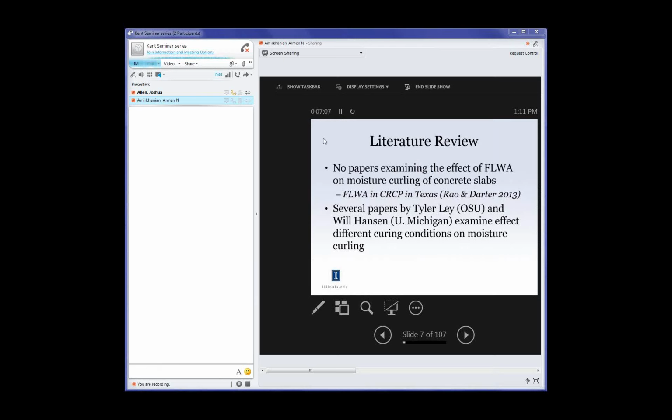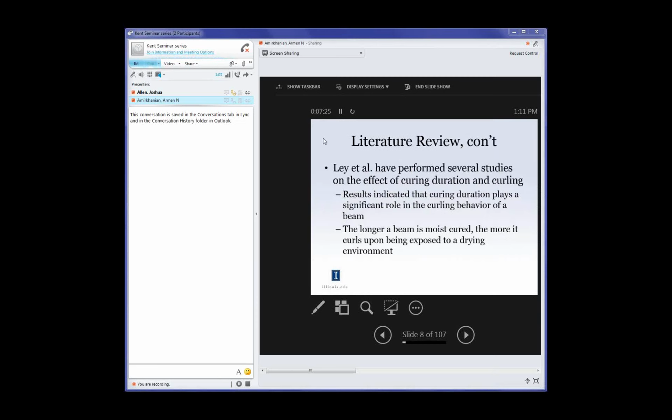And specifically just looking at curling, Lay and Hansen have published several papers on how curing conditions can affect curling and how the moisture inside the slab or beam can affect the curling behavior. Lay has published several papers showing that the curing duration has a significant role in the behavior of curling in a beam. In fact, he found that the longer you wet cure a concrete beam, the more it'll curl once it's exposed to a drying environment.